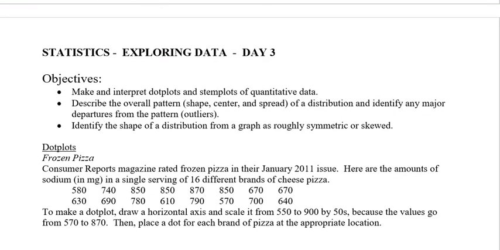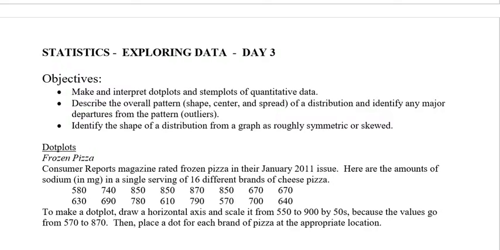Alright, today we're going to continue our work on statistics, and we are going to make dot plots and stem plots of quantitative data, and we'll be able to describe the overall pattern, the shape, center, and spread, as we say, of a distribution, and to identify any outliers that there might be. Okay. So let's look at a dot plot.